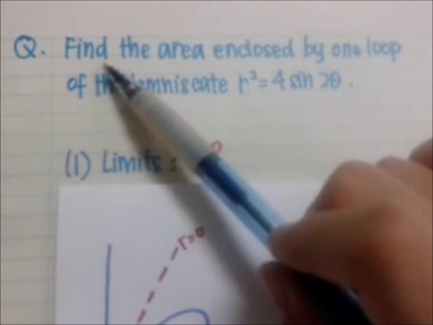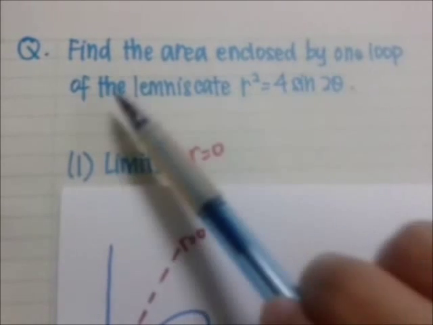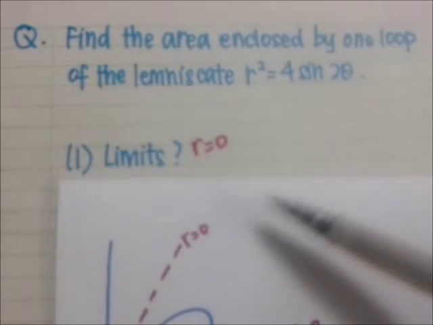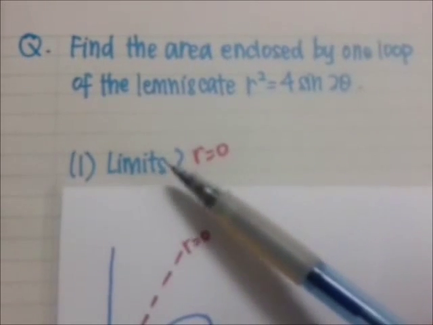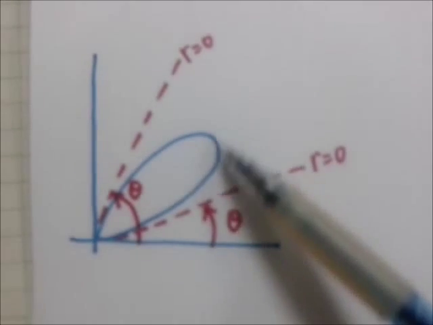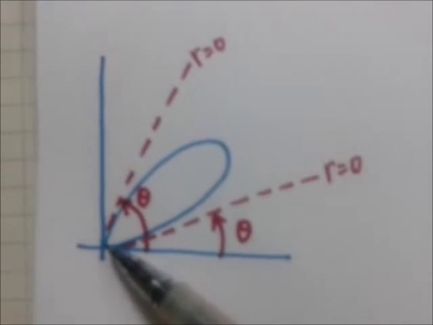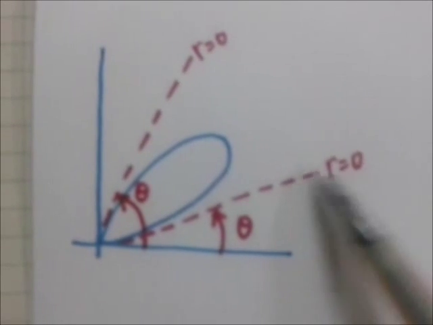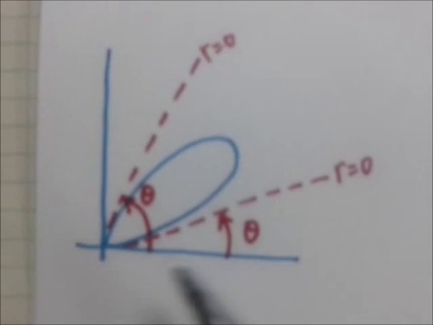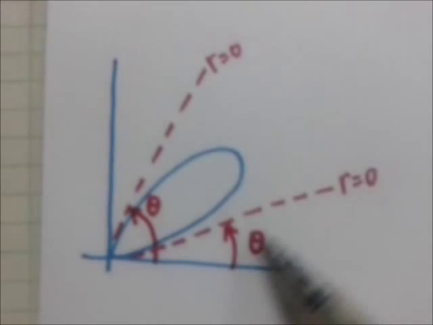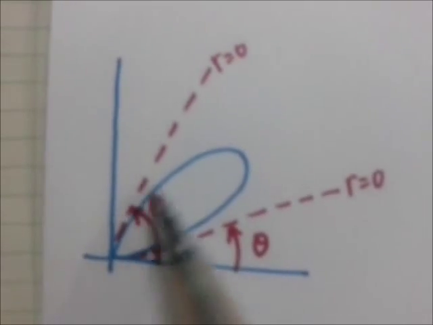Now we'll do an example, which is to find the area enclosed by one loop of the lemniscate r squared equals 4 sine 2 theta. First we have to find the limits, and to find the limits we have to let r equal 0. Because when you have a loop, your r will be the distance from here to here, and at this point and this point your r will be equal to 0. So by letting r equal 0, we can find the angle theta, which is the limit for the loop.